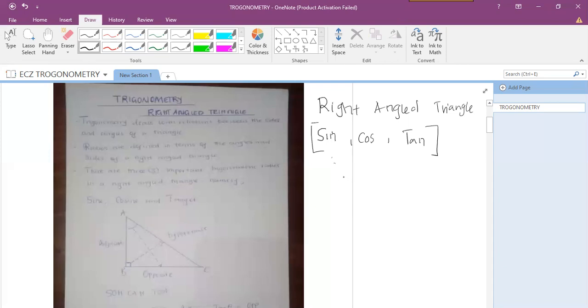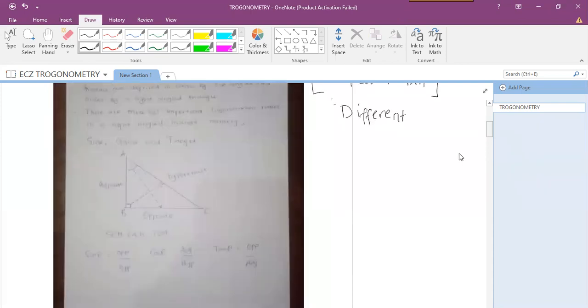So by the way, the first thing that you have to know is the different types of triangles. There are about three different types of triangles that the ECZ syllabus usually focuses on. The first one is the right angle triangle, where you have a 90-degree angle there. So this is the right angle triangle. The second one is an isosceles triangle, where you have got two sides that are equal.